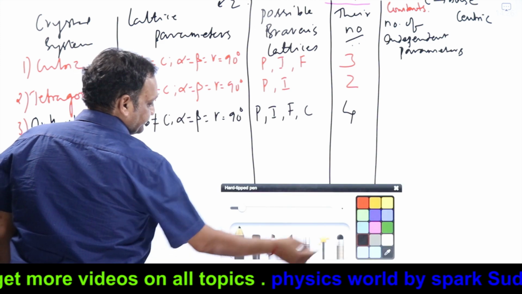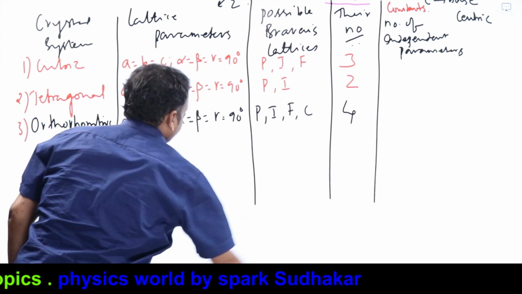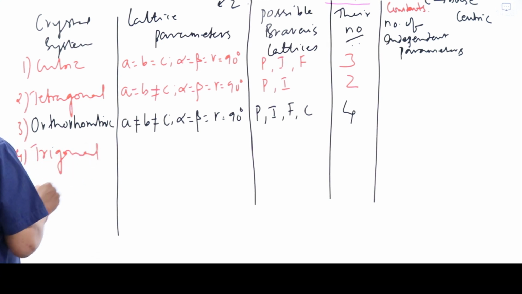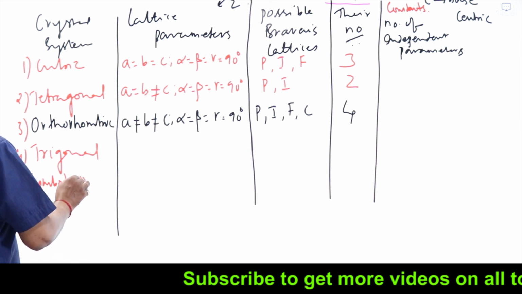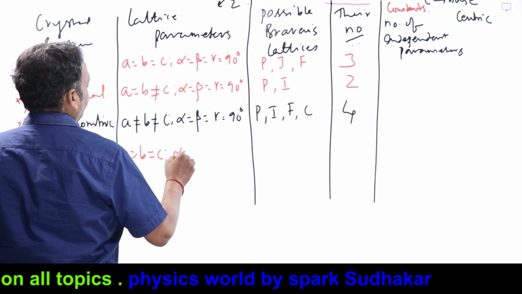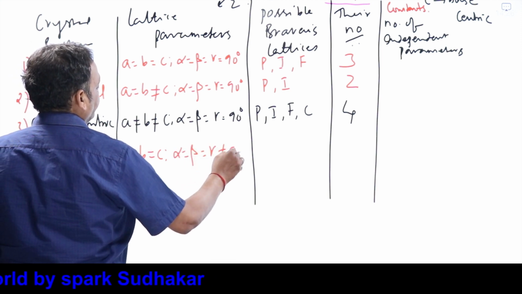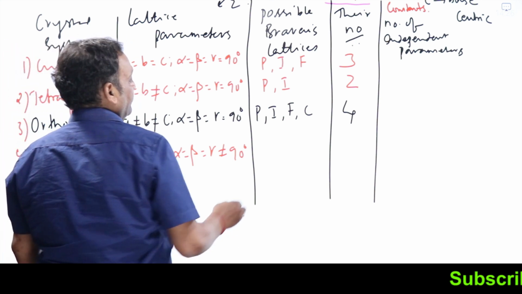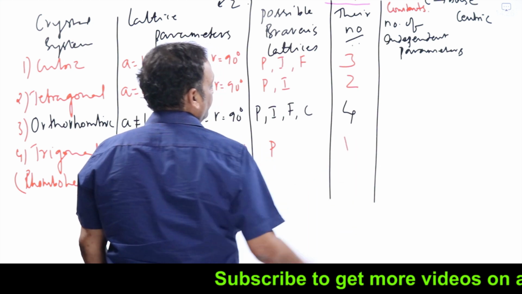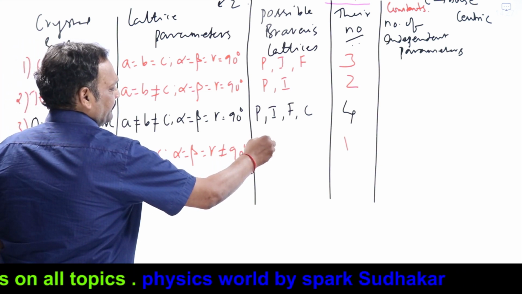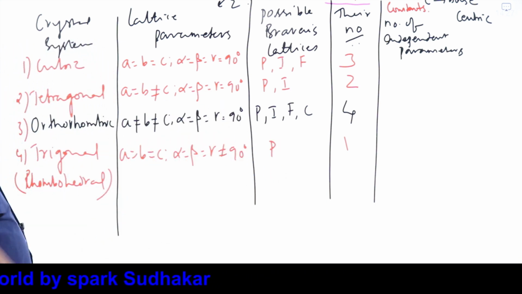The next one is trigonal, or sometimes it is known as rhombohedral also. Here A equal to B equal to C, but alpha equal to beta equal to gamma not equal to 90 degrees. Means all 3 sides are equal, but none of the angles is equal to 90 degrees. Here only one type is possible, simple, so I'll put only 1 here. Sometimes some books will show it as R also. That is the rhombohedral structure or trigonal Bravais lattice.